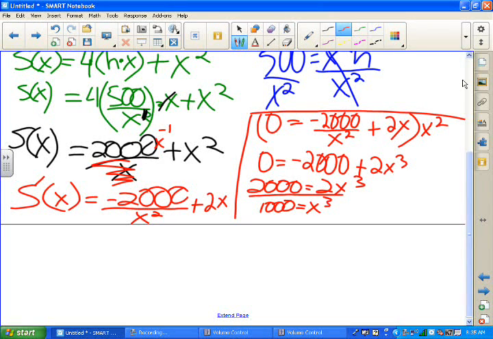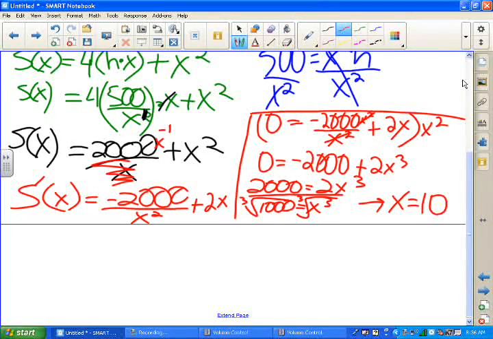So I have 1,000 equals x cubed. Now I just take the cube root of both sides. In other words, I'm looking for a number that when I raise it to the third power, I'm going to get 1,000. So 10 times 10 is 100, times 10 again is 1,000. So the cube root of 1,000 is 10, or x equals 10.